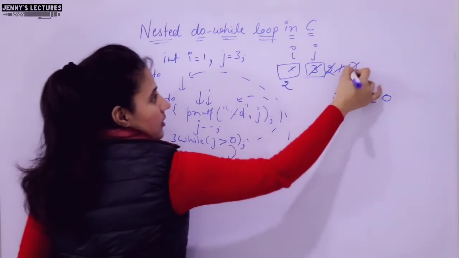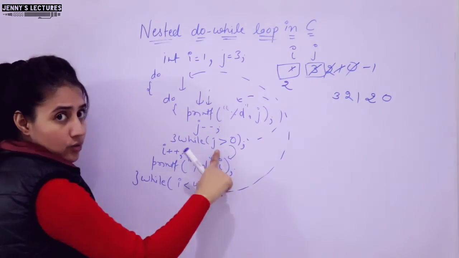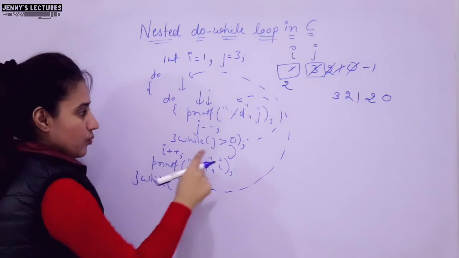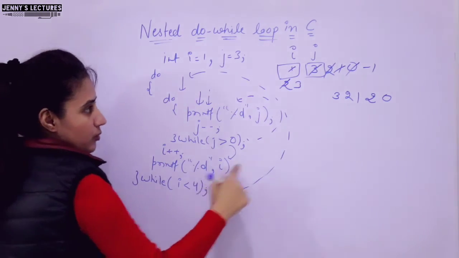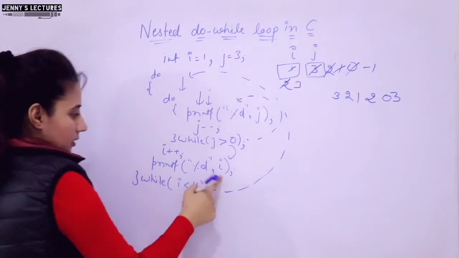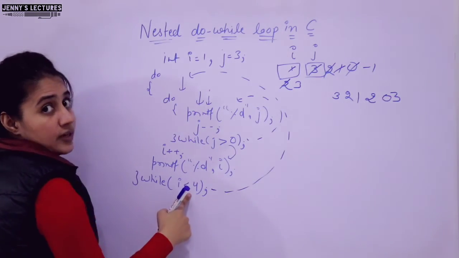Now j minus minus, j becomes minus 1. Now see, condition true? No. Minus 1 greater than 0? No. We are going to exit from the loop. i plus plus, i becomes now 3. 3 would be printed, right? Now again check the condition. 3 less than 4? Yes, condition true.